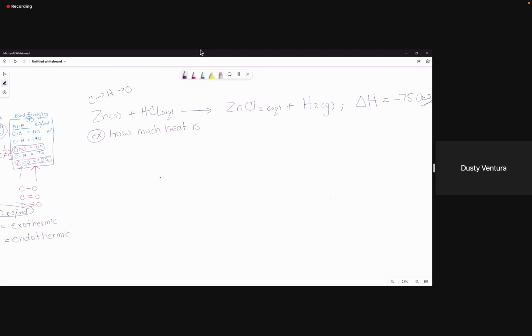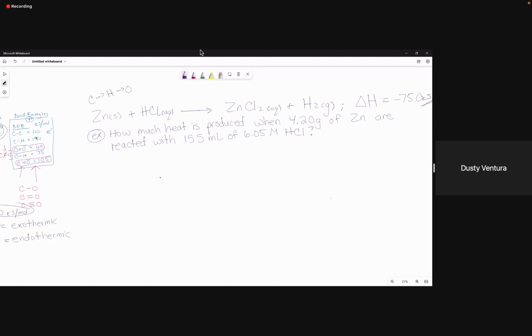Okay, how much heat is produced when 4.20 grams of zinc are reacted with 15.5 mL of 6.05 molar HCl. All right.